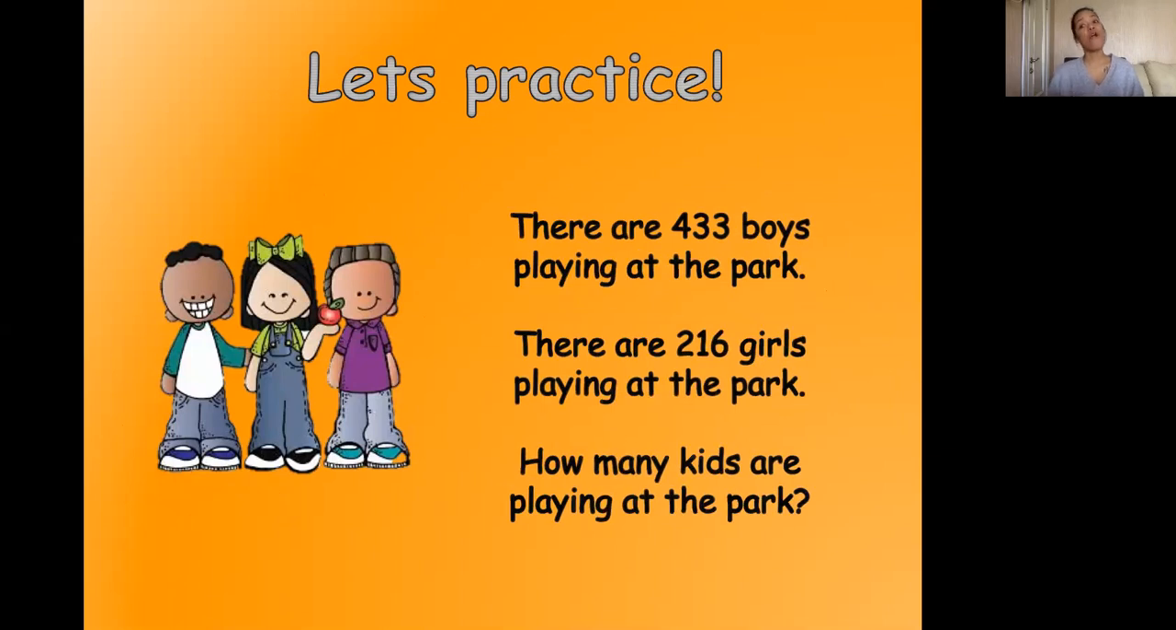Let's do another one for practice. Here we go. Now, there are 433 boys playing at the park. There are 216 girls playing at the park. That's a lot of kids. How many kids are playing at the park? Okay, so here what we need to look at is the first number, the second number, and then we need to say how many kids are actually playing at the park. If they're both at the park, then they have to be together, okay?